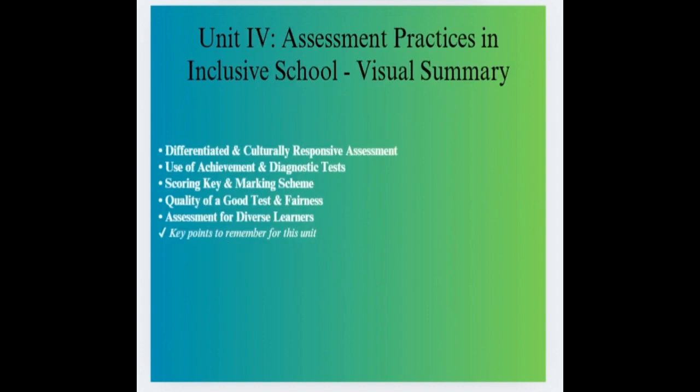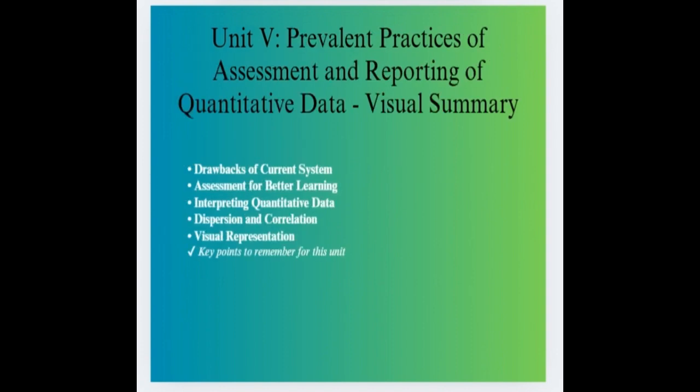Unit 4 is all about assessment practices in inclusive schools: differentiated and culture-responsive assessment, using it properly, scoring key and marking scheme, quality of a good test, assessment for diverse learners. It's all about the diverse learners. Coming to the last part, prevalent practices of assessment: the drawback of the current system which focuses only on marks, assessment for better learning, interpreting quantitative data, dispersion and correlation.